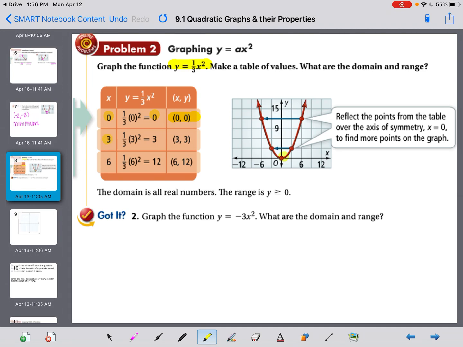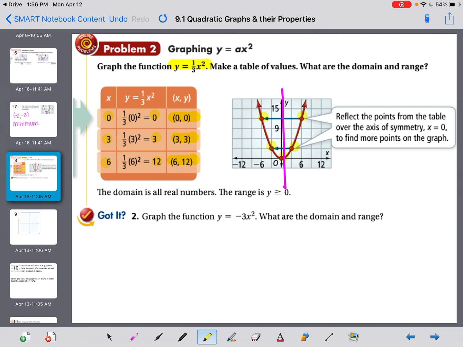When they plugged in a 3, they got a 3, so their second point went at 3, 3. Then when they plugged in a 6, they got a 12, so their third point went at over 6, up 12. Then you get to just reflect all of those points across your axis of symmetry. Okay, so we know that this is where we would fold it, and then we can see the other points exactly the same spot on the other side.